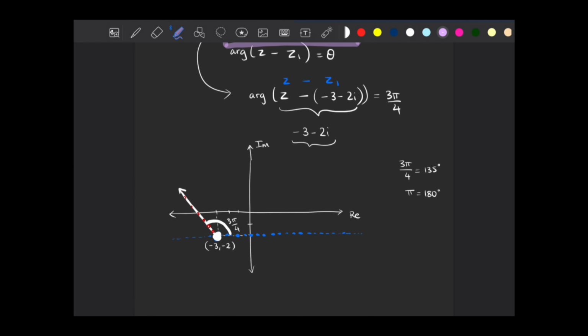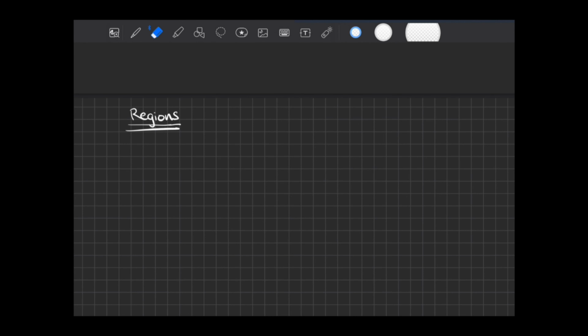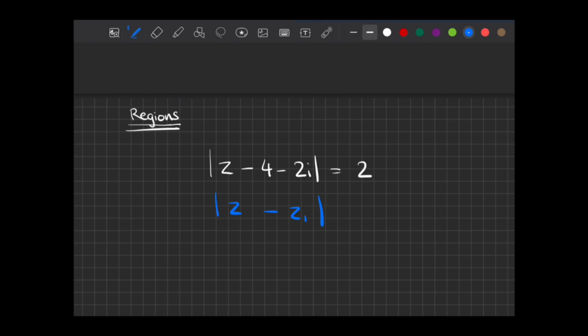Now let's look at regions on the Argand diagram. Let's say we have this expression, which we know describes the locus of points that lie on a circle, because it looks like this form, where r is the radius. Instead of an equality symbol, when we have a less than or equal to or any of these symbols in between, this now describes a region of points on the diagram.